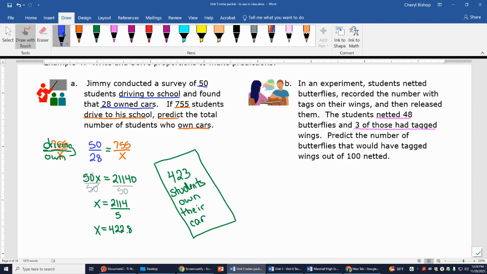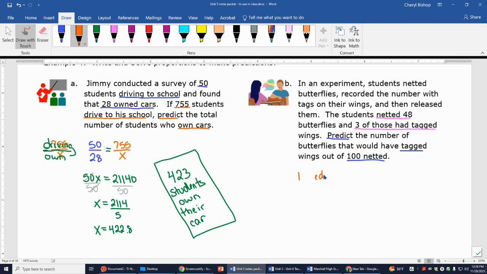Okay, then over here, predict the number of butterflies that would have tagged wings out of 100 netted. So I'm going to predict the tags if I net 100. So let's think about what our two quantities are. In this case, I am netting butterflies and I'm checking for tags. So I'm going to have netted and tagged. I'm going to, just for fun, put tagged on the top.